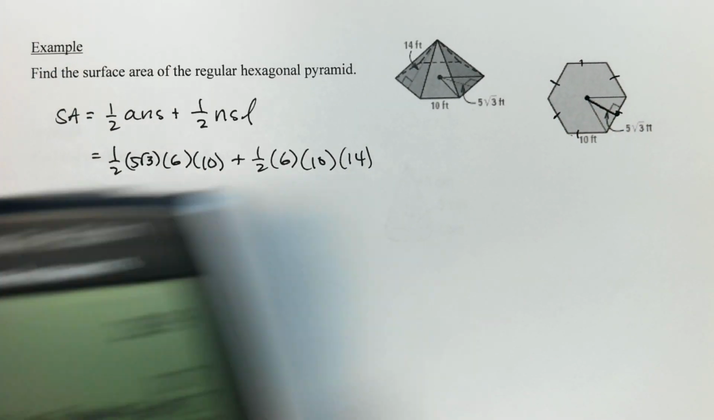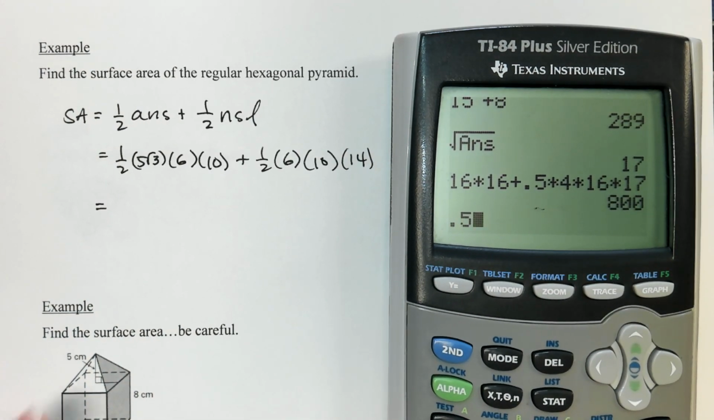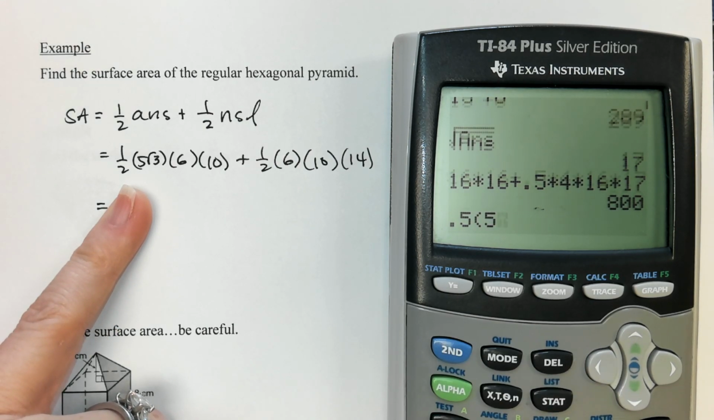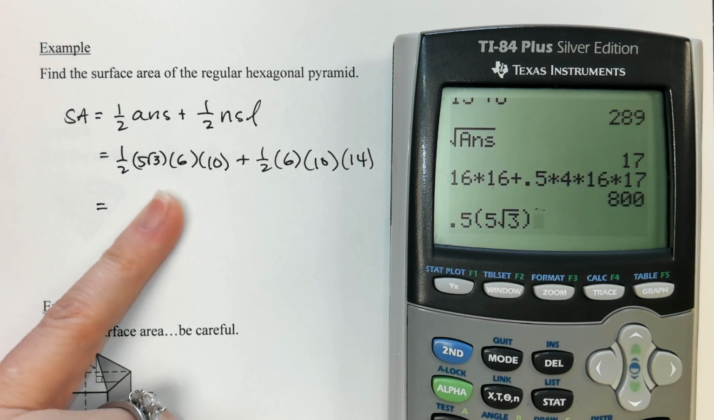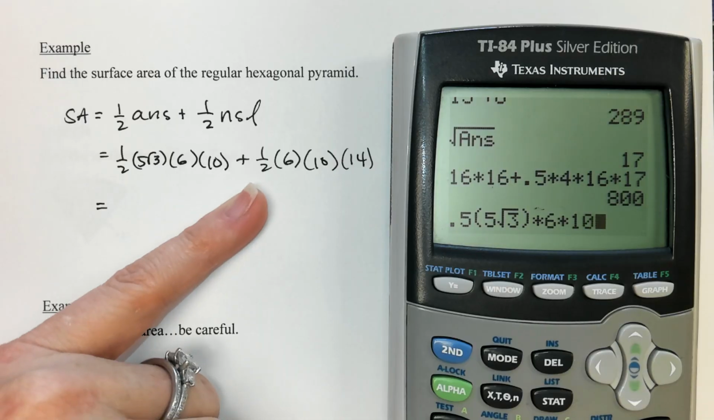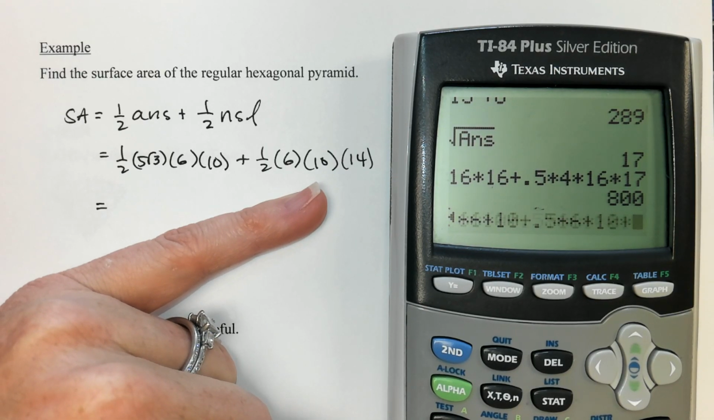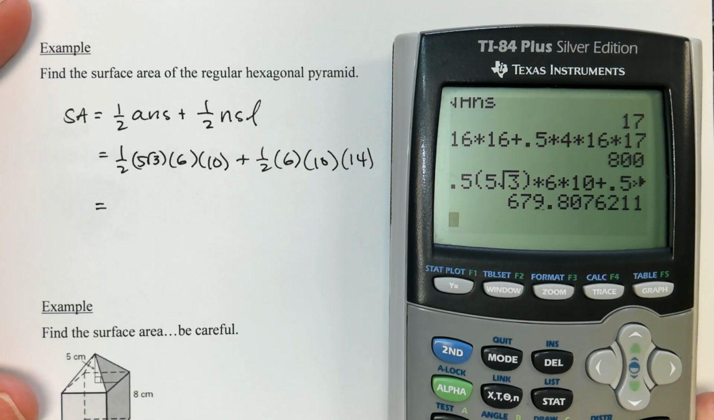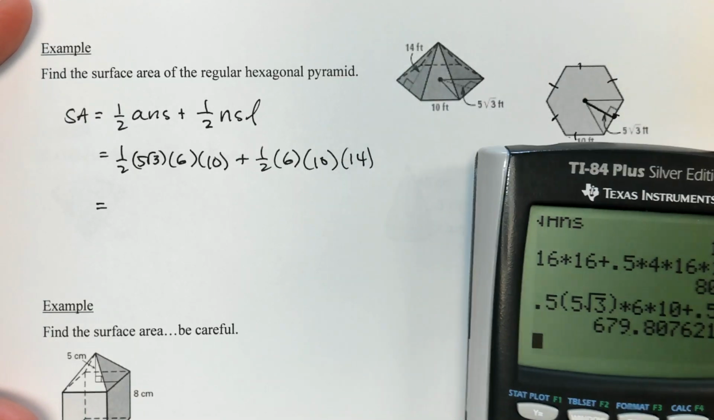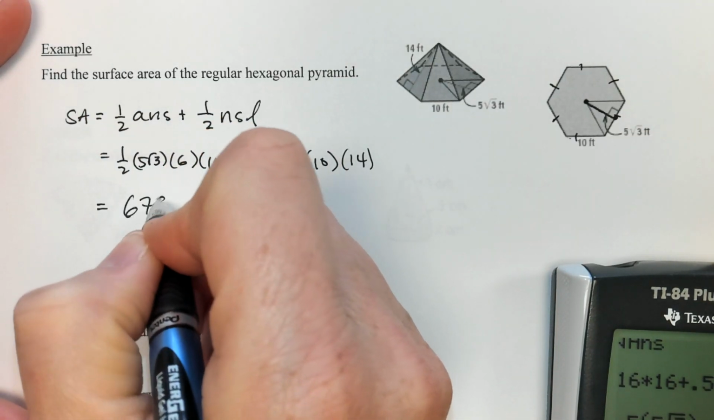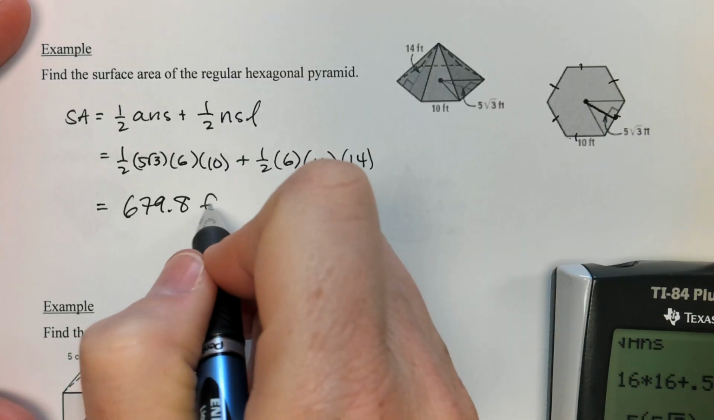Now I just get to type all of this in. So I've got 0.5 times 5√3. Don't be scared of that root. It's just going to make a decimal. Times 6 times 10 plus 0.5 times 6 times 10 times 14. So it looks like my surface area is about 679.8 feet squared.